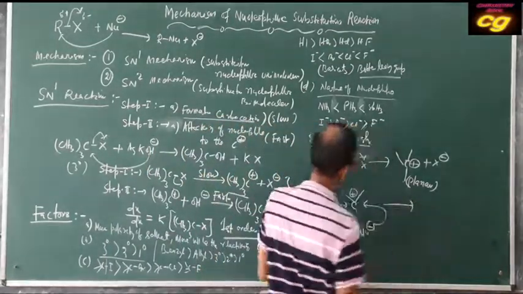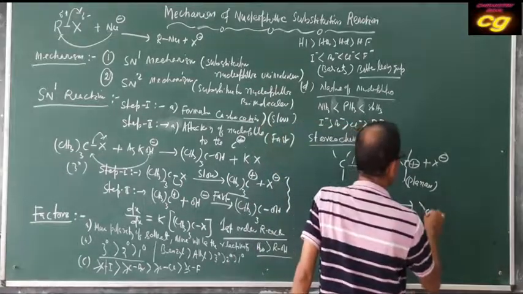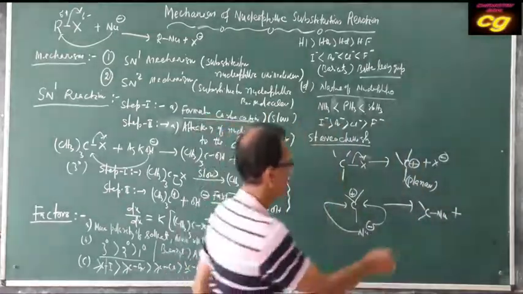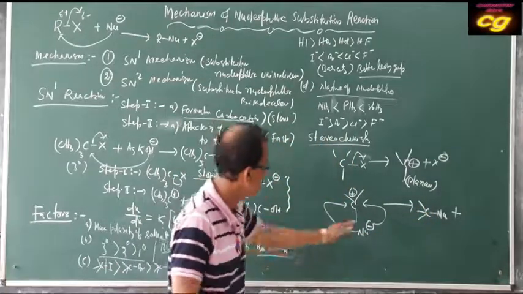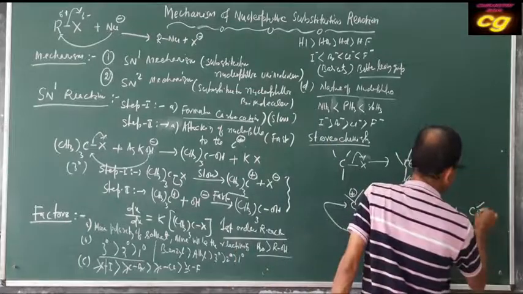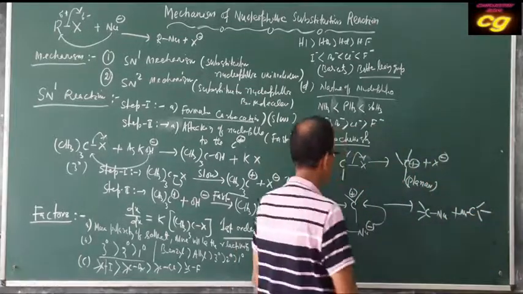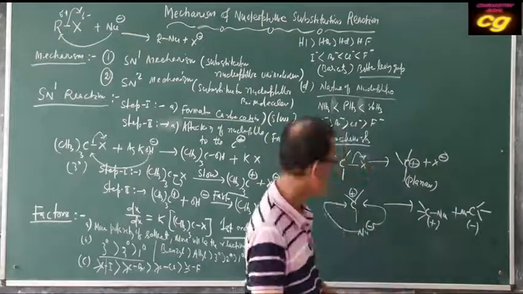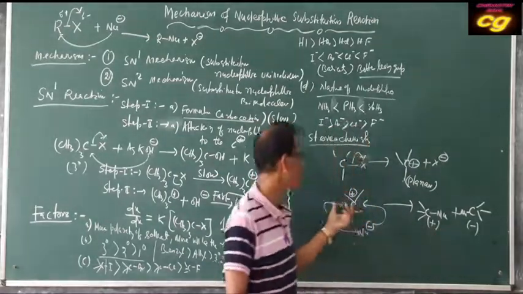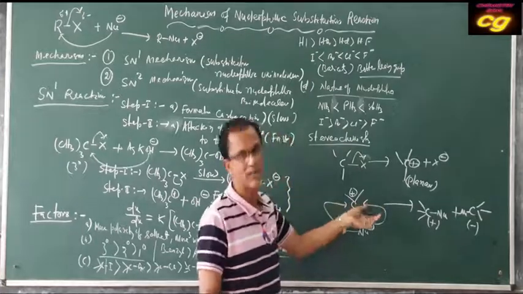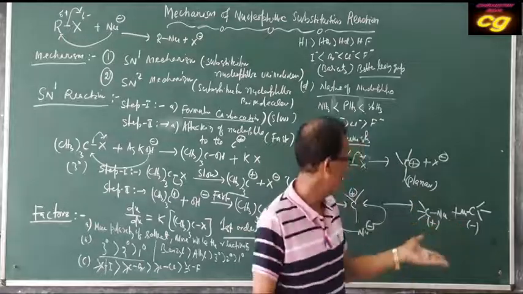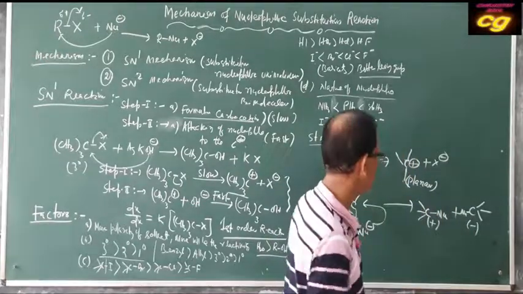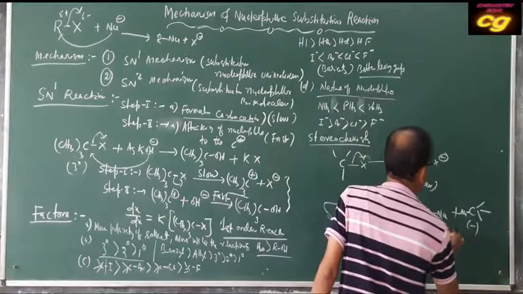Suppose attacking from the front side, the product will be like this, the same as the reactant, that is the substrate. If attacking from the back side, the product will be like this. So if it is plus, then it will be minus. Why is there the possibility of both plus and minus? Because both sides are free. So the result will be dextrorotatory and levorotatory products. If levo and dextro are both mixed, the result is a racemic mixture.